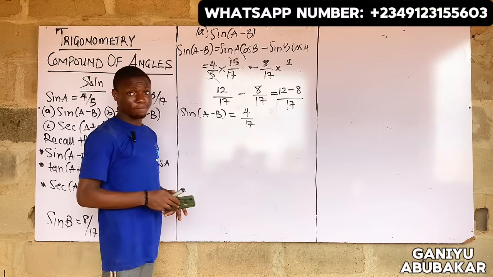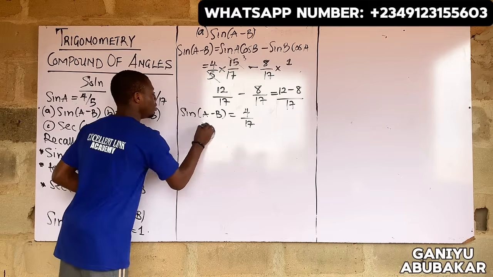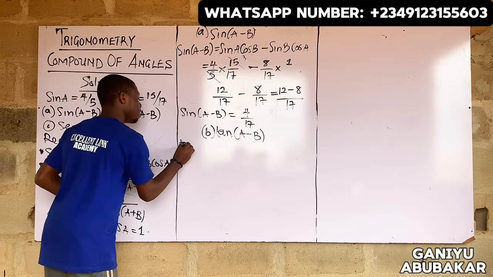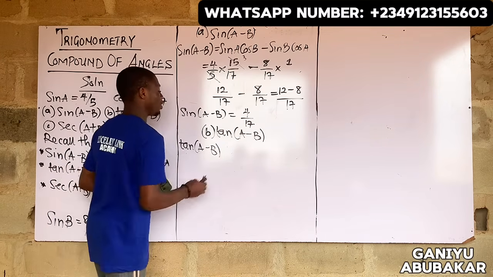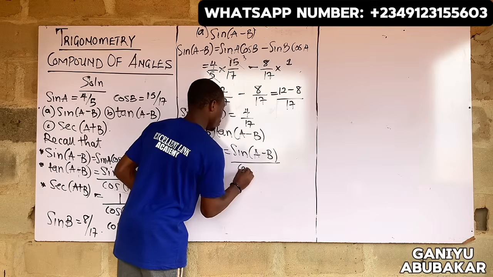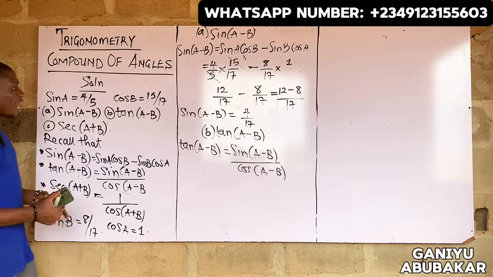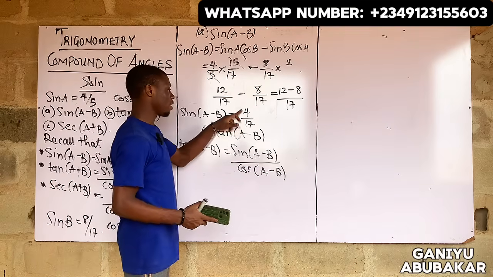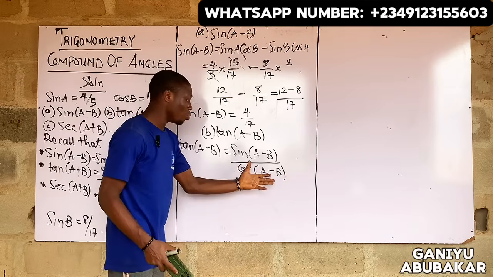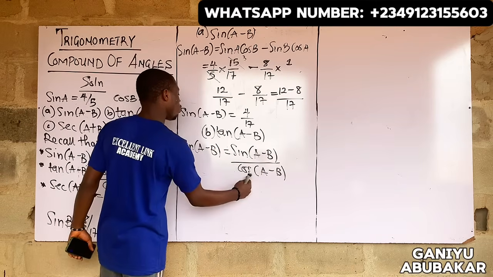So my value for sine A minus B is 4 over 17. Let's get number 2, tan A minus B. For tan A minus B, we can use the expression sine A minus B all over cos A minus B. I just got the value for sine A minus B as 4 over 17, so let's find cos A minus B.